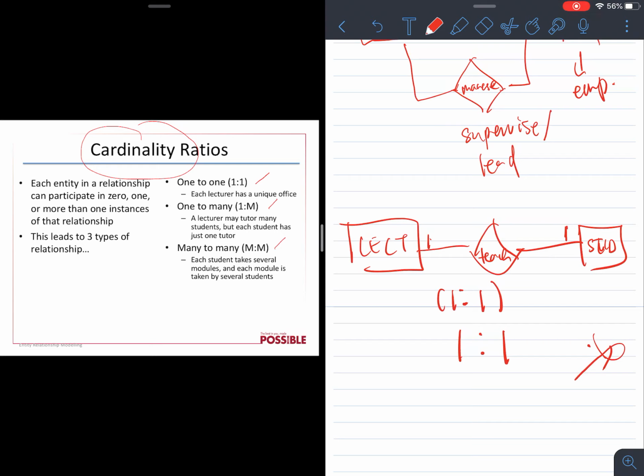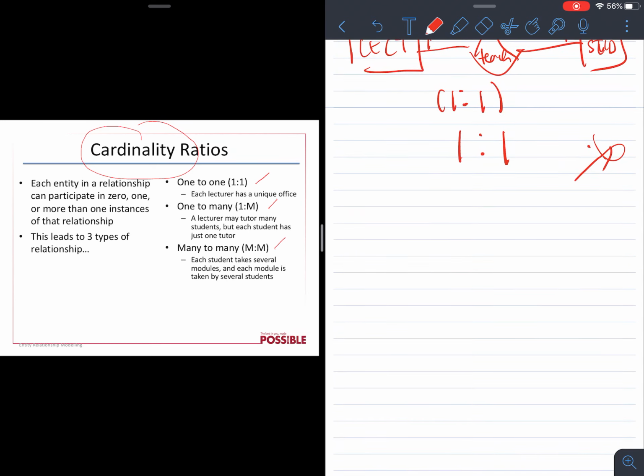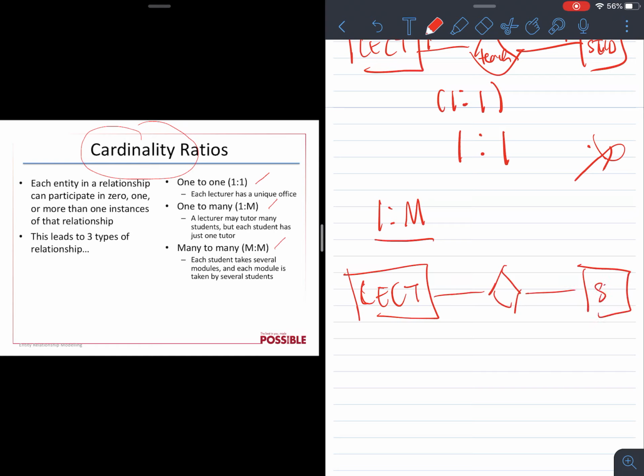In this relationship, one lecturer can teach one student only. So let's say we have a one-to-many relationship. One-to-many is written like this. We have lecturer, and in our case, one lecturer teach many student. This is a one-to-many relationship.